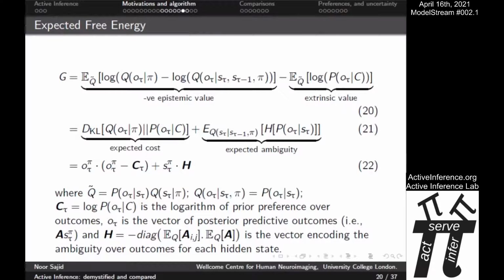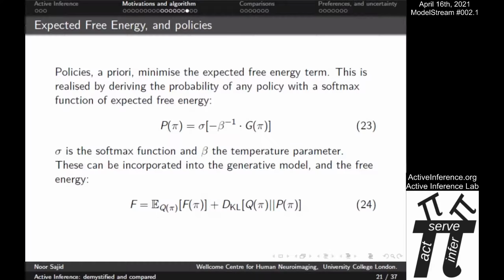Okay. And these prior beliefs about the future outcomes equip the agent with goal-directed behavior, which is, I guess, one of the instances that is really important in active inference. Okay, so once we have the expected free energy, we can derive the policies. And this is realized by deriving the probability of any policy by applying a softmax function over the expected free energy. And this sort of illustrates the self-evidencing behavior of active inference, because any policy or action sequence that results in lower expected free energy is more likely.